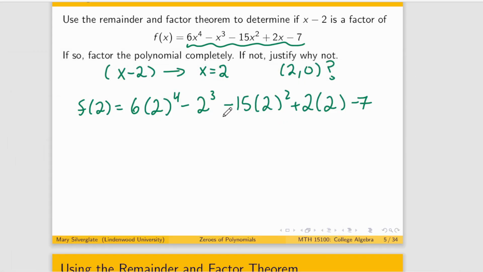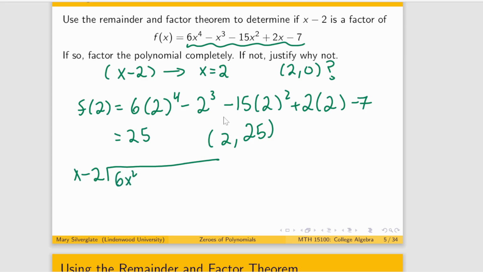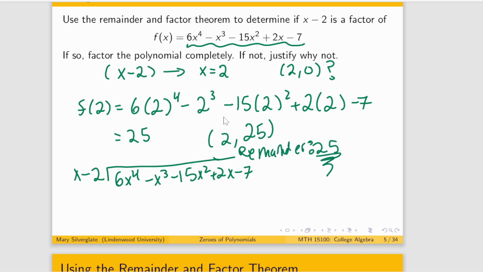And the way that you would say that is this result is 25. So that means I just figured out the point 2 comma 25 exists. An equivalent thing I just figured out is that if I did this entire long division, then the remainder would be 25. So I don't actually have to do out the long division to know what that remainder is. That remainder is 25. And so it is not a factor.